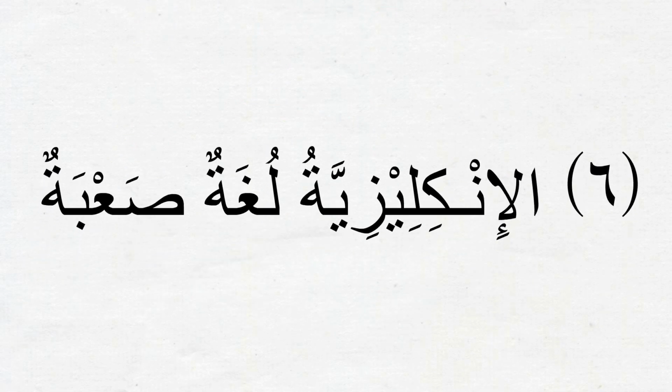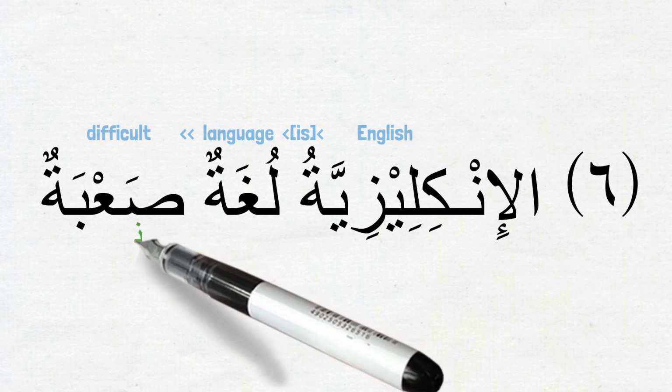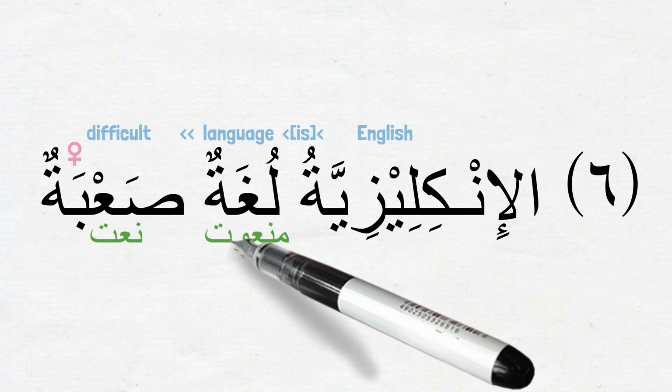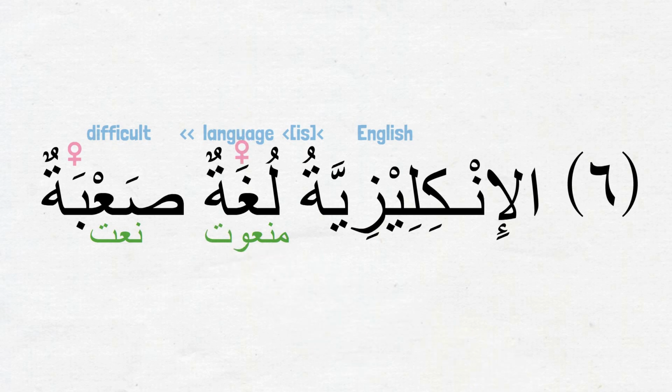Sentence 6. Al-Inkiliziyatu lughatun sa'batun. Here, Al-Inkiliziyatu means English. Lughatun means a language. And sa'batun is difficult. So we translate the sentence as, English is a difficult language. Which ism is the na'at here? Sa'batun, right? Did you notice it is in mu'annath gender with ta marbuta ending? That is because the man'ut lughatun is mu'annath. So the na'at is having to match the man'ut in gender.